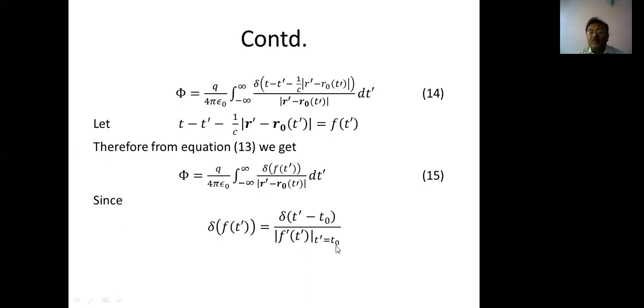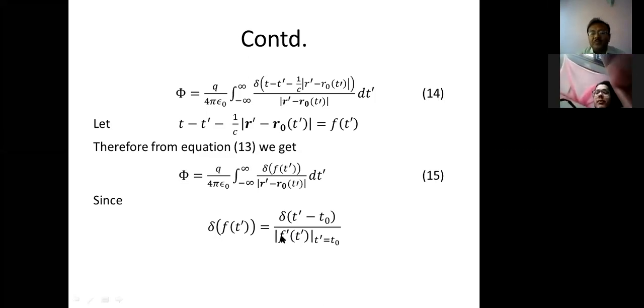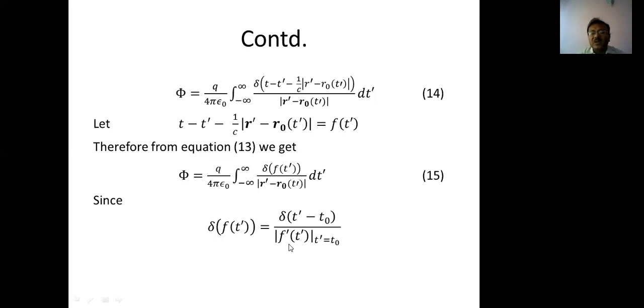over mod of f prime of t prime at t prime equals t naught, because everything is calculated here at the retarded time. And again, I will repeat that retarded time means the time at the source; in other words, when a point charge is moving, at some point it begins to radiate, it begins to emit the radiation. That beginning of emission of radiation, that time is called your retarded time, and that is denoted by t naught. So here f prime, this prime stands for dou by dou t prime of f. So f prime means dou by dou t prime of f of t prime.